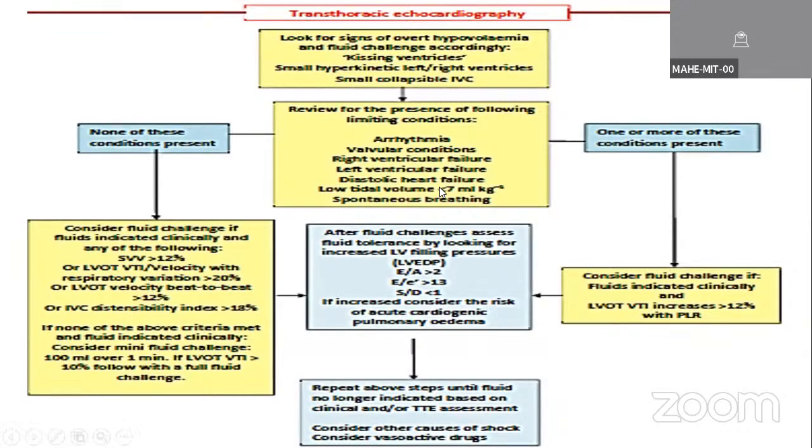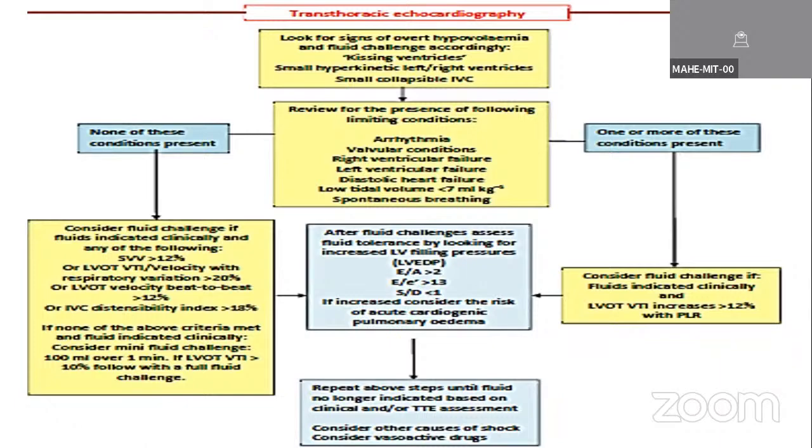If the patient has arrhythmias or RVMI, or respiratory distress, we can't use pulse pressure variation and stroke volume variation. So we can use LVOT and VTI along with PLR.